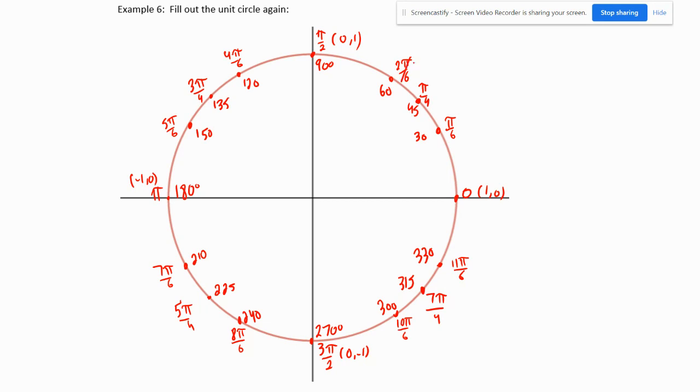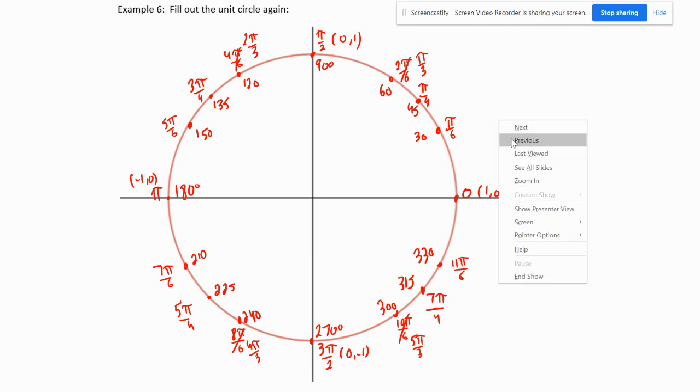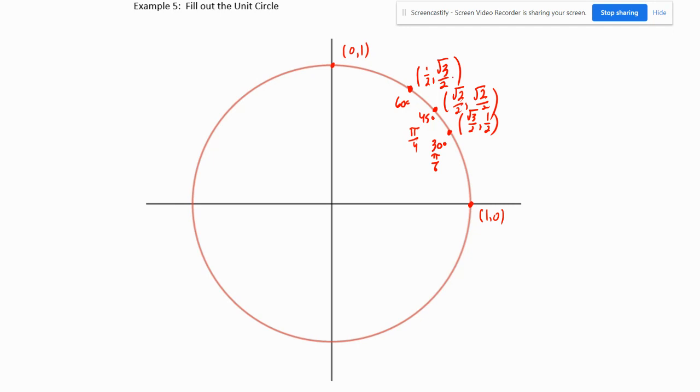2 pi over 6, I'm going to cross this out and write pi over 3. 4 pi over 6 is 2 pi over 3. 8 pi over 6 is 4 pi over 3. 10 pi over 6 is 5 pi over 3. There's reduced. So now we've done all of our angles in degrees and radians. Okay. Now, on the previous screen we calculated the points at 60, 45, and 30, and we got these values here.